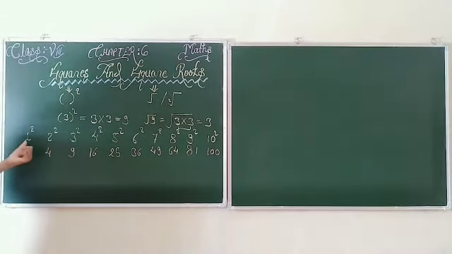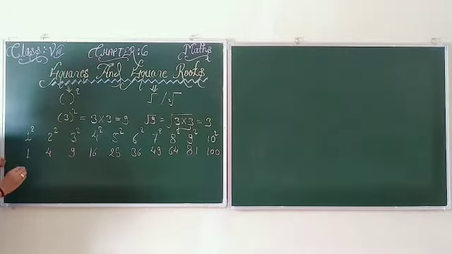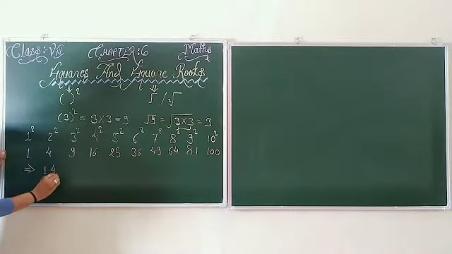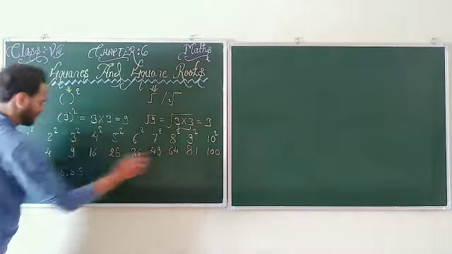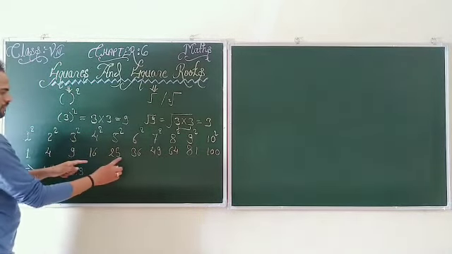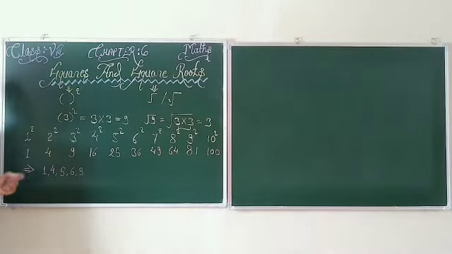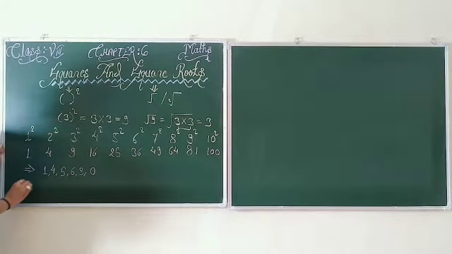After seeing the squares of numbers from 1 to 10, we conclude that the unit place of the square of any number may be 1, 4, 5, 6, 9, or 0. The square of any number ends in an even number of 0s.